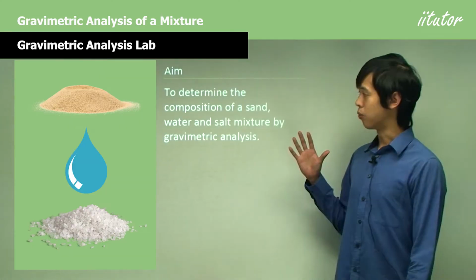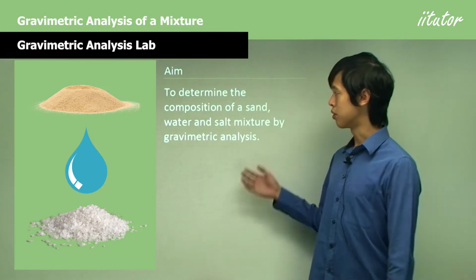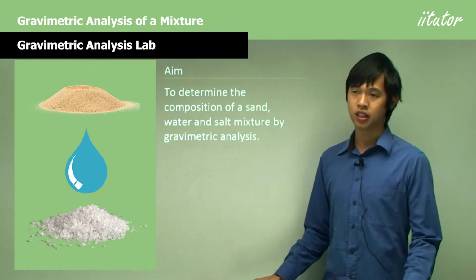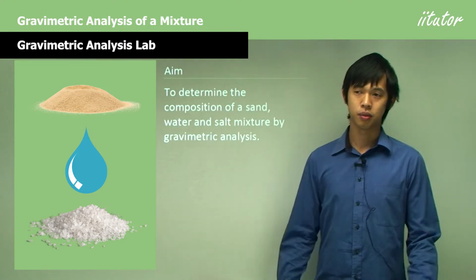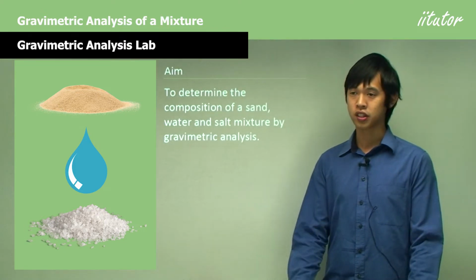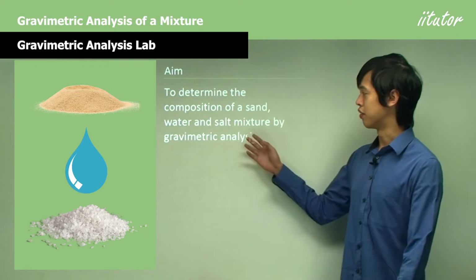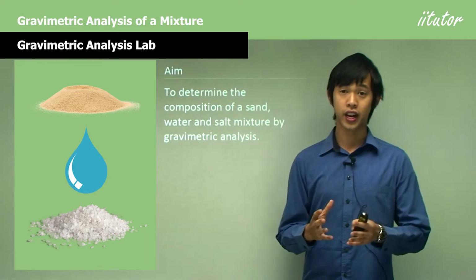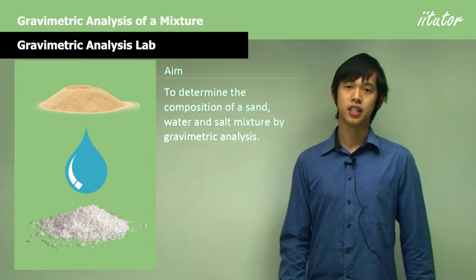But in today's lesson, we want to apply gravimetric analysis to a mixture of sand, water, and salt. Imagine that you just went to the beach. You just took a beaker and scooped just a bit of the sand out of the beach. Well, it would be some kind of mixture of sand, water, and salt. And we're going to use gravimetric analysis to figure out how much of each component is in this mixture.